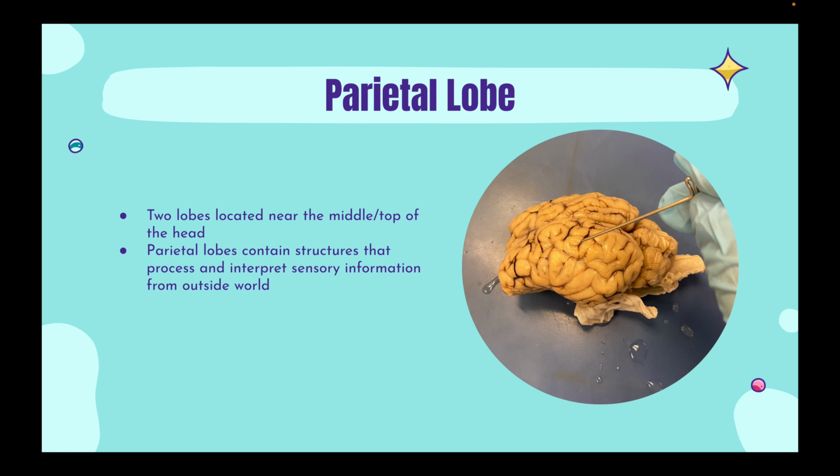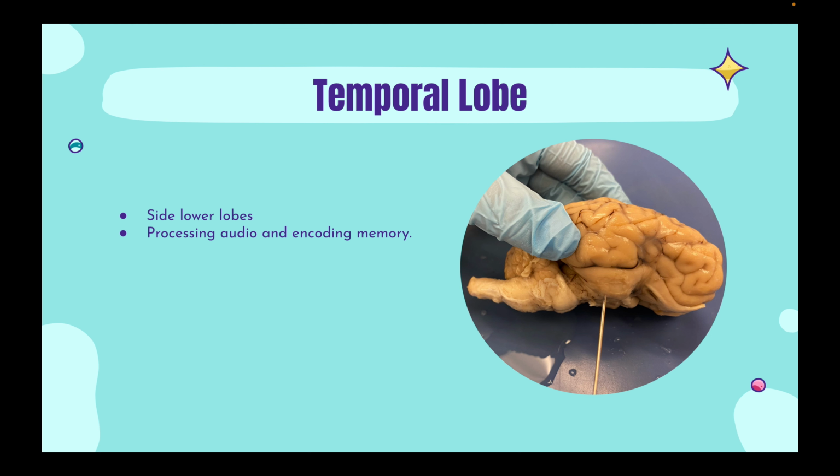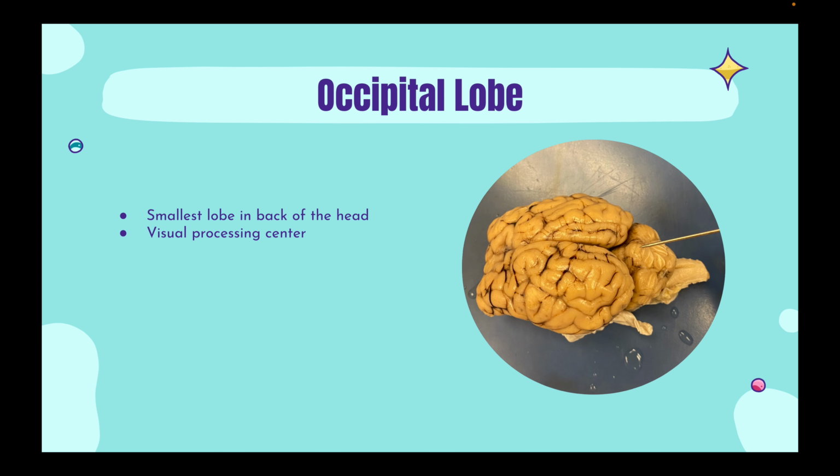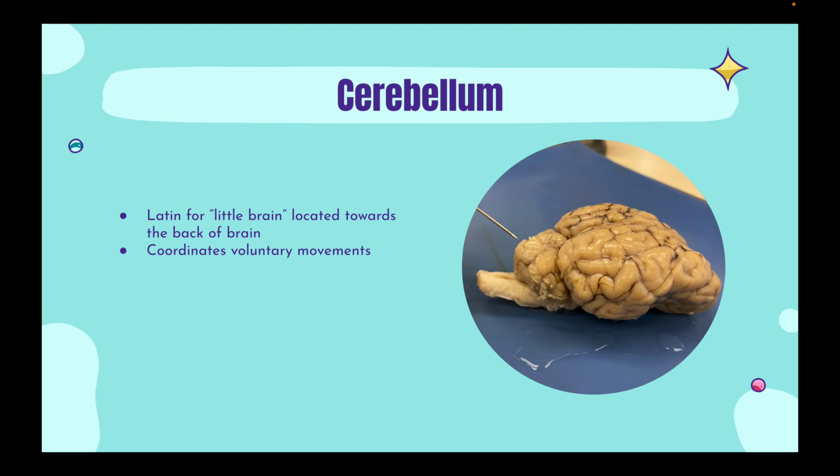The parietal lobe has 2 lobes located near the middle or the top of the head, and they contain structures that process and interpret sensory information from the outside world. The temporal lobe is on the side and on the lower side of the brain, and they process audio and encode memory. The occipital lobe is the smallest lobe in the back of the head, and it is the visual processing center. The cerebellum is Latin for little brain and is located towards the back of the brain.